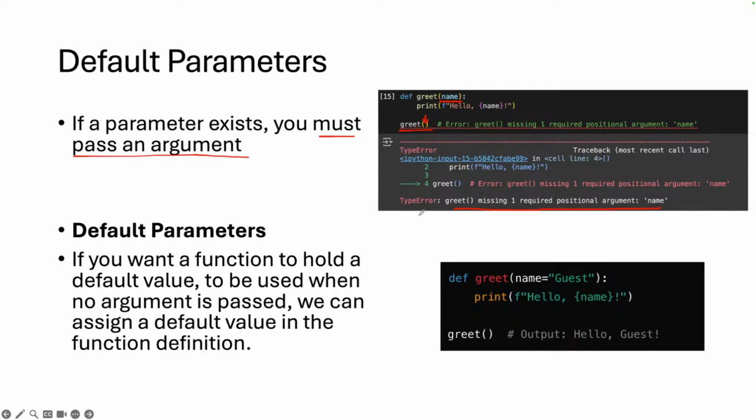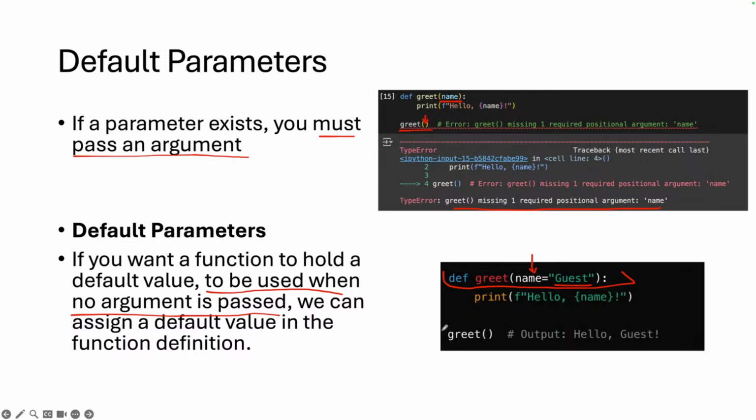But what if you wanted it to have some default functionality? What if you wanted your function greet to just say, hello guest, when you don't pass a name? Python has some syntax for that, and you can leverage something called default parameters. So if you want a function to hold a default value to be used when no argument is passed, we can assign a default value inside of our function definition. So remember, our function definition is this piece here. And what we can do inside of our function definition is we can say name equals, and we can assign a default value. So we're saying name equals guest.